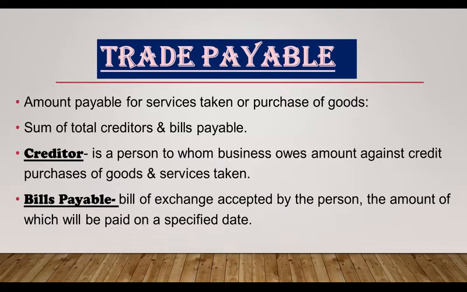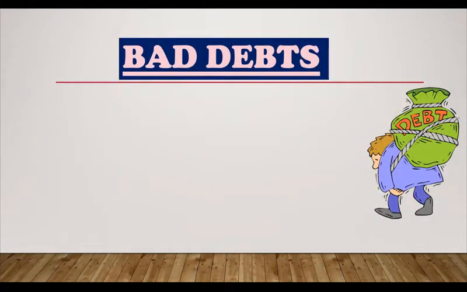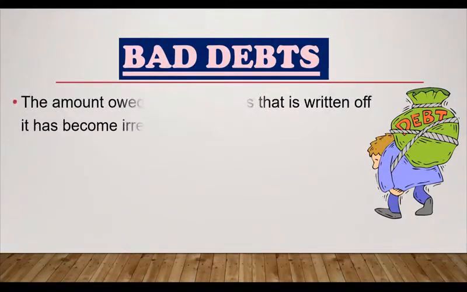Now, here comes the next concept that is related with bad debts. Usually, the business used to provide goods on credit, and the parties used to pay the amount in future. And if the party is not paying the amount, then what is it? That amount is irrecoverable, the amount which is not received from that party. So the amount owed to the business is written off, as it has become irrecoverable. That's the reason business used to write off. So bad debts are the losses for the business.